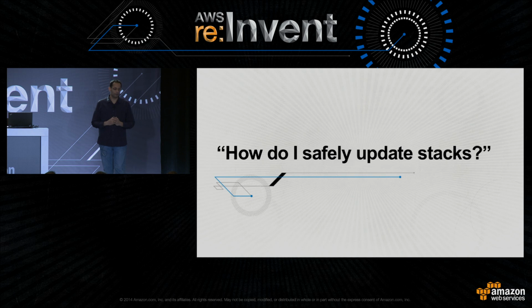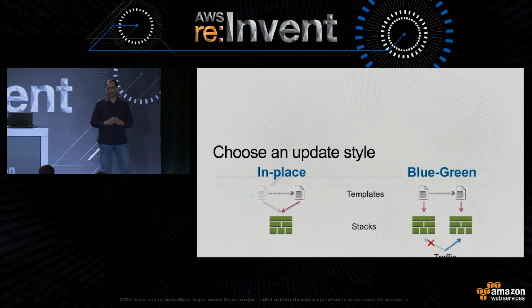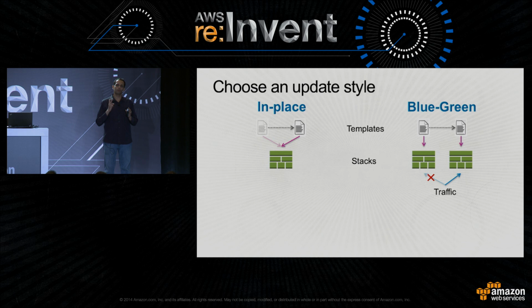How do you update stacks safely? Our customers use both of these styles very successfully. The first one is in-place update, where you are updating a template and using that template to update an existing stack by calling the update stack API. The other style is where you take that updated template and create a completely separate stack from scratch, and once that new stack is up and running and working properly, you switch traffic or whatever workload you're running on the stack to that new stack.